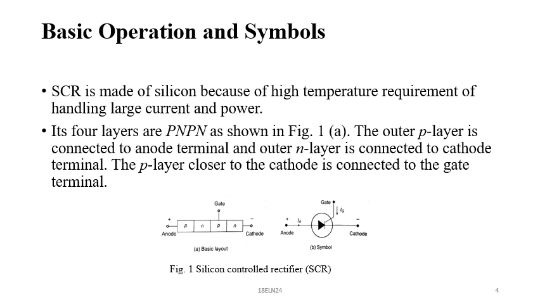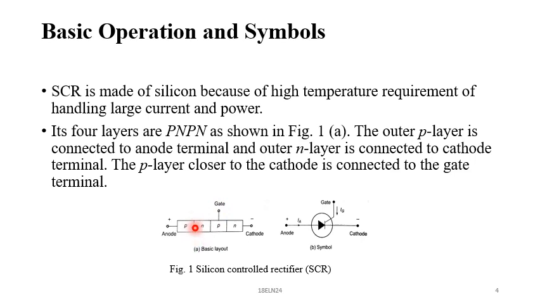Its 4 layers are PNPN as shown in figure 1A. So this is the 2-dimensional view of SCR. The 4 layers are P, N, P, N. The outer P layer is connected to the anode terminal and this is named anode. And the outer N layer is connected to the cathode terminal and this is your cathode. And the P layer close to the cathode is connected to the gate terminal. So the three terminals are anode, cathode and gate.